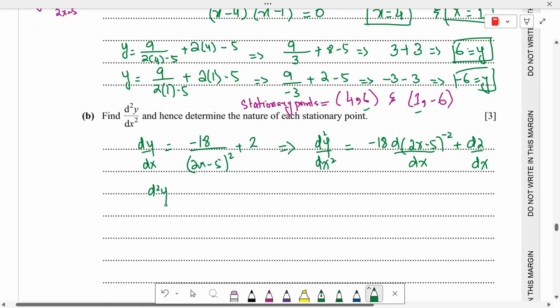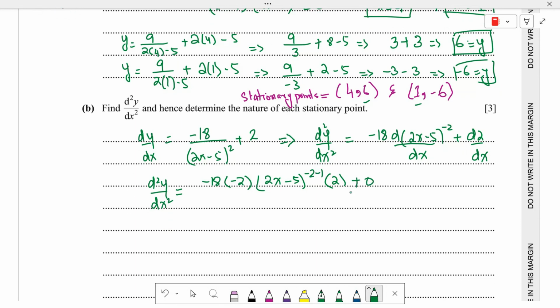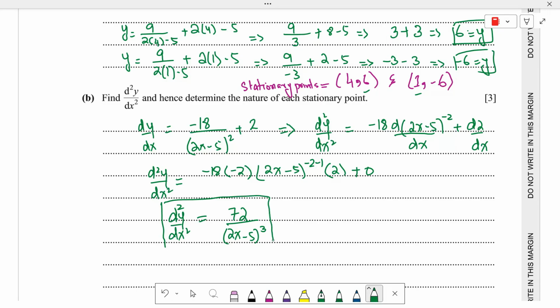The second derivative will be equal to negative 18 times the power, which is negative 2, and the power will decrease by 1, and then the derivative of the inner function, which is 2, and the derivative of a constant is 0. So we have the second derivative d²y over dx² equal to 72 over (2x minus 5) whole cube. So this is the second derivative.